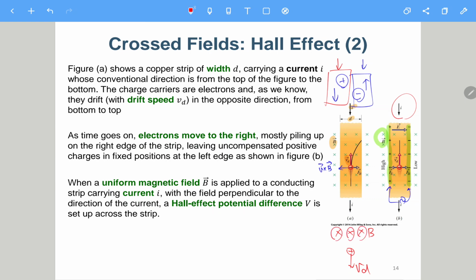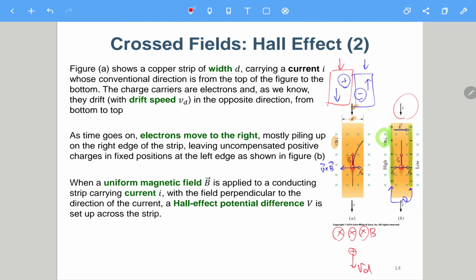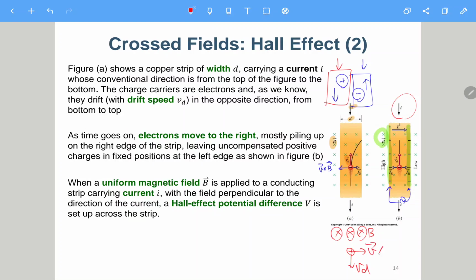So V cross B. V is pointing downward, B is pointing into the page. So in that case, this is V cross B pointing to the right side. And this is a positive charge. So FB also points to the right side. In that case, the positive charge will start to accumulate on the right side rather than the left side.